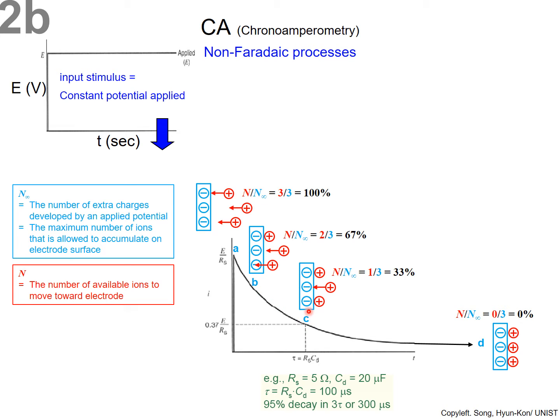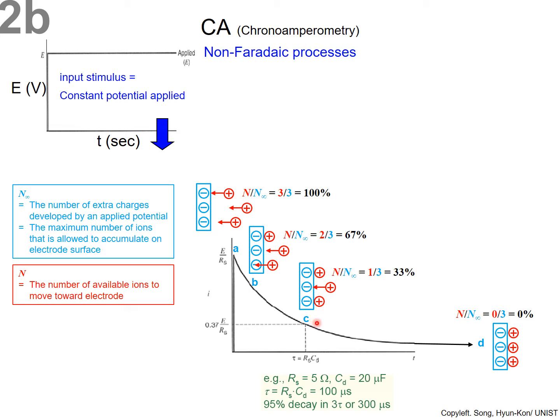Right now, we have 2 cations sitting on the surface of the electrode, and then only 1 moving cation is available. So 33% of the maximum number of ions that is allowed to accumulate on the electrode surface is moving. So 33% of the initial current would be obtained. So another current decrease from point B to point C.